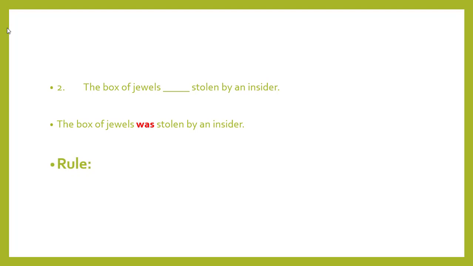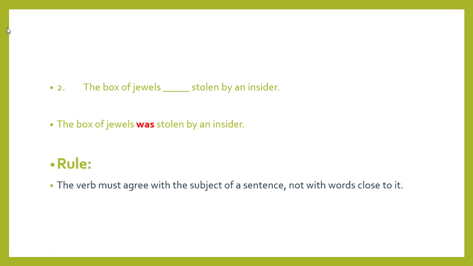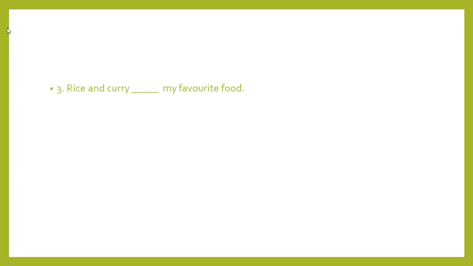Okay, the rule behind sentence number 2 is, the verb must agree with the subject of a sentence, not with words close to it. Jewels in sentence number 2 is not the subject. The real subject, the proper subject of sentence number 2 is box. Box is singular, so our verb must also be singular.